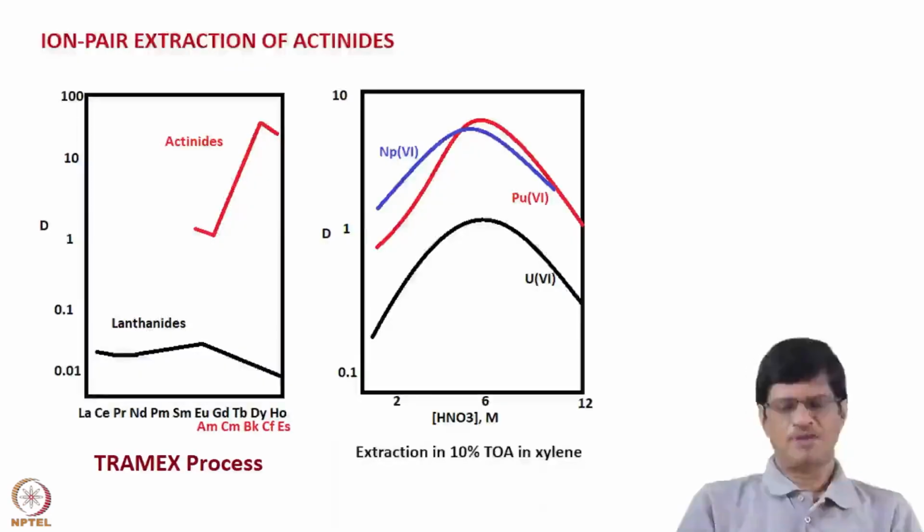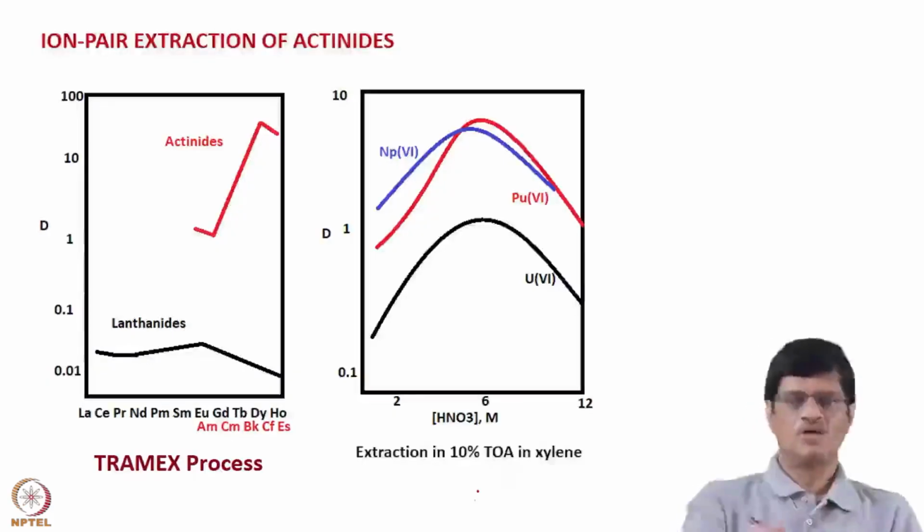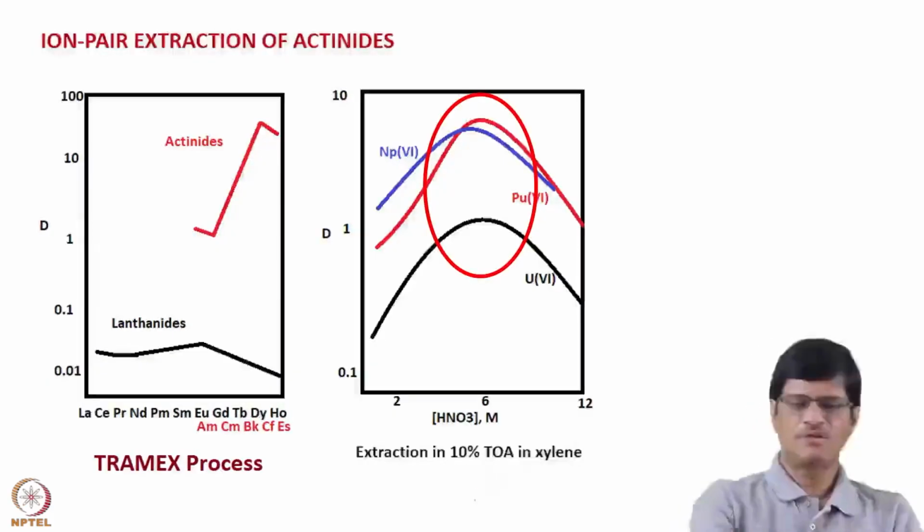I have made a comparison of this extraction of uranium-6, neptunium-6 and plutonium-6 from nitric acid medium using 10% trioctylamine in xylene. Trioctylamine again is a tertiary amine, and this data is presented in the right side figure. You can see here that this neptunium extraction is highest at a lower acid concentration, that is less than 6 molar nitric acid concentration. This neptunium-6 is extracted to a larger extent compared to that of plutonium extraction. The plutonium extraction is larger compared to that of the uranium extraction. And you get this type of curves formed here.